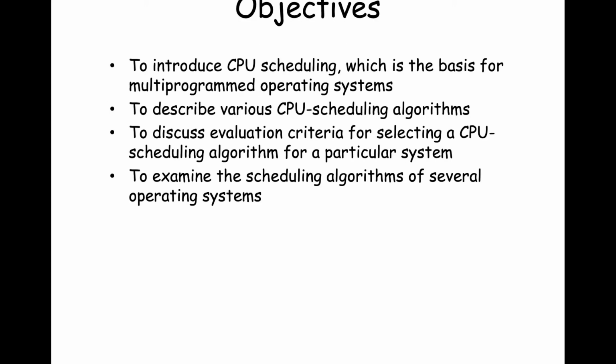The objective of this module is to introduce the idea of CPU scheduling, which is the basis for multi-programming, the ability for your operating system to give you the illusion that it's doing more than one thing at the same time. We'll also describe a number of CPU scheduling algorithms. We'll discuss evaluation criteria for selecting a CPU scheduling algorithm for particular systems, and we'll also examine scheduling algorithms for several operating systems.